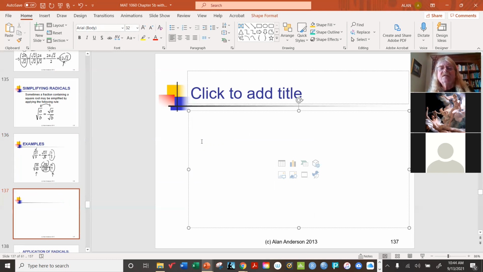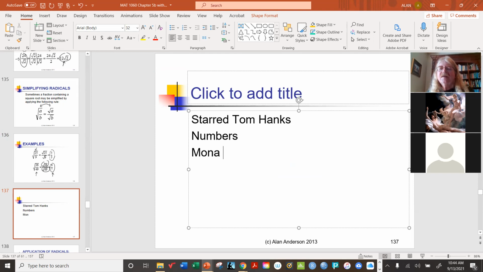So this book involved a lot of numbers. I'll start with the star. The movie starred Tom Hanks, and it involved numbers, and it also involved the painter of the Mona Lisa. So, what book am I referring to here? What book? Ooh, okay. Oh, here we go. Somebody has it. The Da Vinci Code.